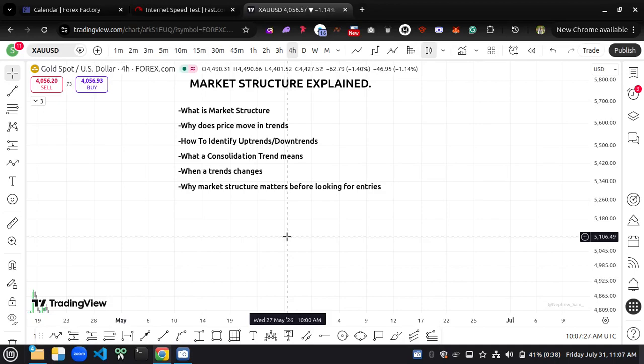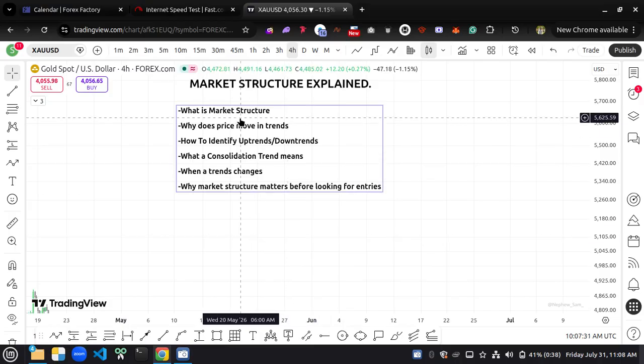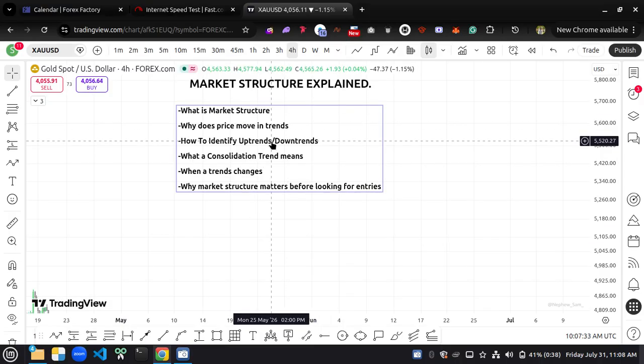So in today's lesson we'll be discussing what is market structure, we'll be discussing why does price move in trends, we'll be discussing how to identify trends, uptrends, downtrends, ranging trends, we'll be discussing what exactly is ranging or consolidation trends, we'll be discussing why exactly does market change trends at all.